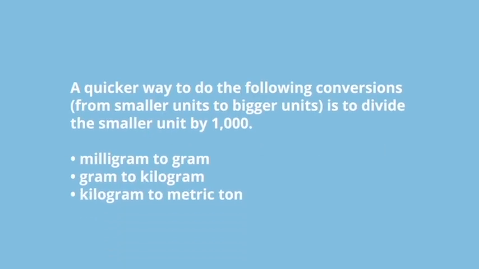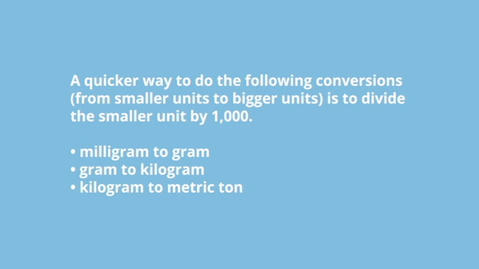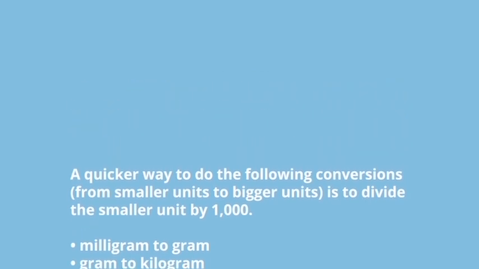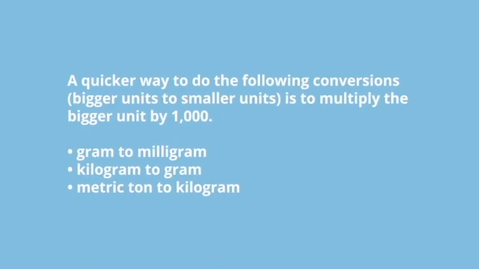A quicker way to convert from smaller units to bigger unit is to divide the smaller unit by 1,000. Milligram to gram, gram to kilogram, and kilogram to metric ton. A quicker way to convert bigger units to smaller units is to multiply the bigger unit by 1,000. Gram to milligram, kilogram to gram, metric ton to kilogram.